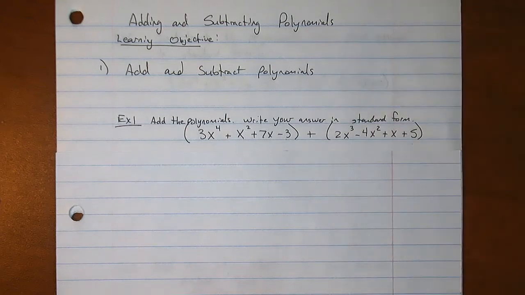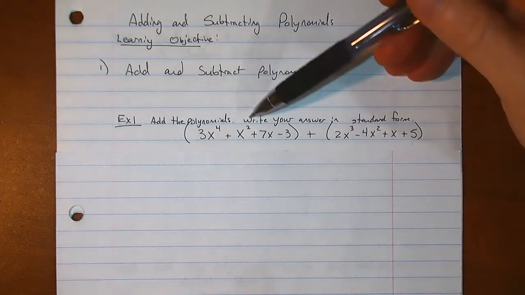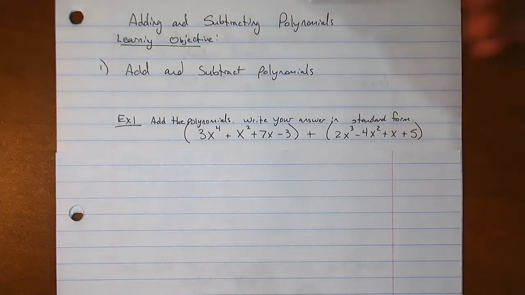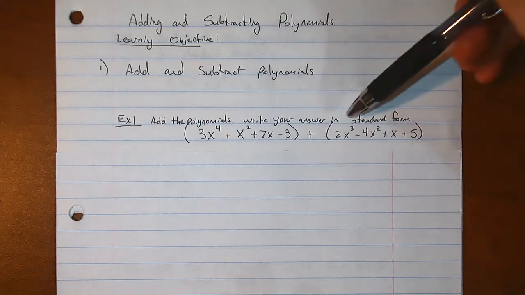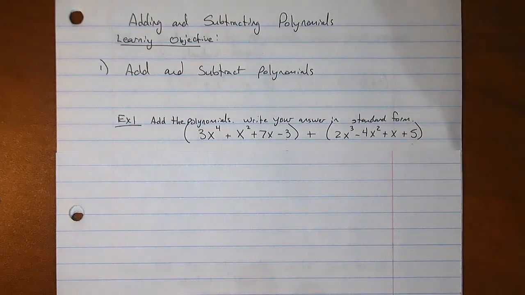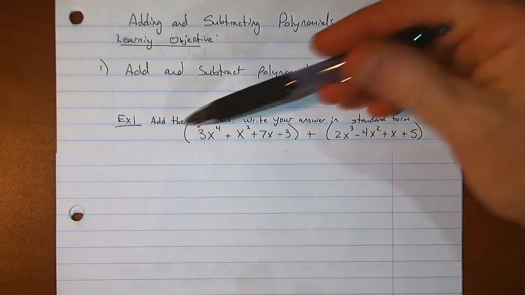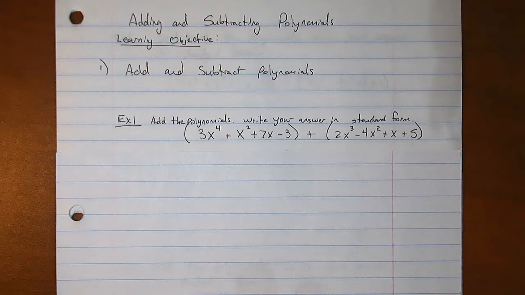The first thing I want you to recognize is the directions. Add the polynomials, and the directions, I cannot think of an exception, I think it's pretty much always going to say this. The directions say write your answer in standard form, okay? So you should just assume that you're going to always have to do that. Like I said, I really can't think of an exception. So we're going to add the polynomials and write the answer in standard form.